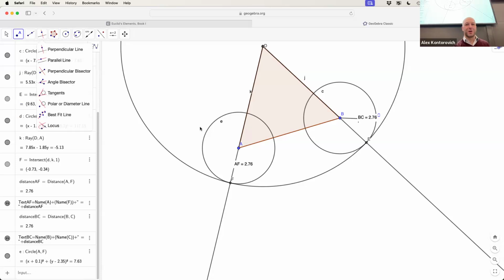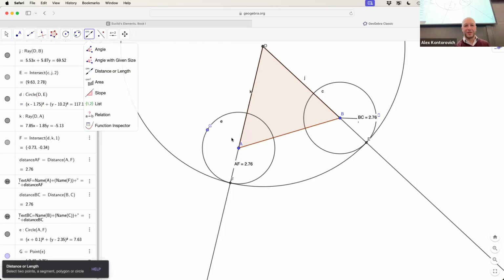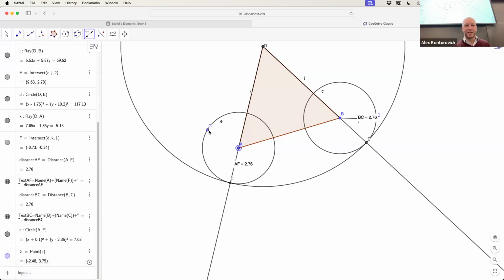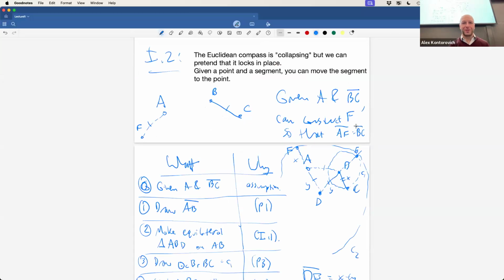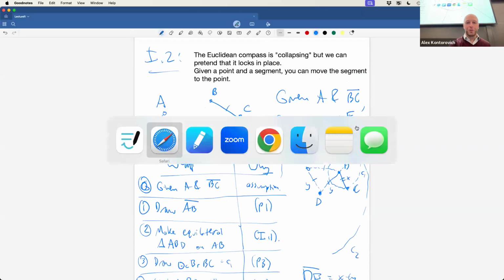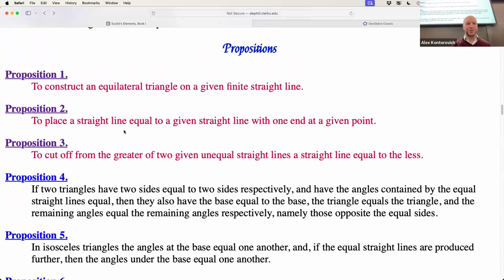So here's a totally arbitrary point that has the same distance to A as BC. Does that make sense? We're happy with that? Okay, so that's what I2 is trying to accomplish. We're not going to go through these various propositions one by one.